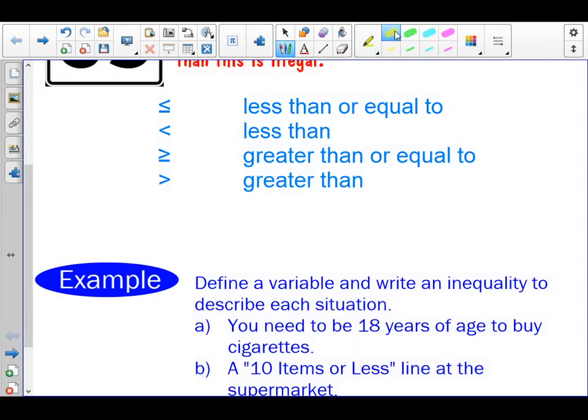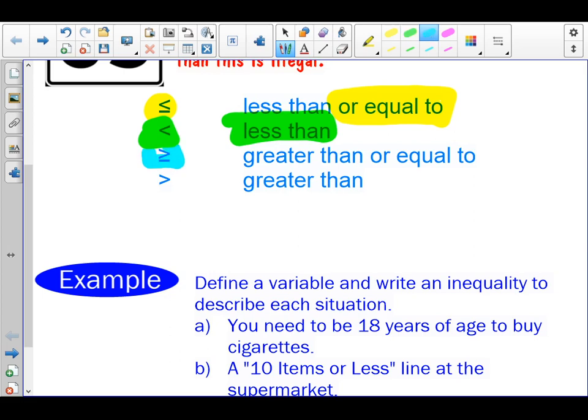So let's look at this right here, less than or equal to. That sign means that you're looking for any number less than 65, but because it says or equal to, 65 is also included. If you take a look at the second inequality, which is just less than, it means that we're looking for any number smaller than 65, but we can't include 65. So it has to be smaller than 65.